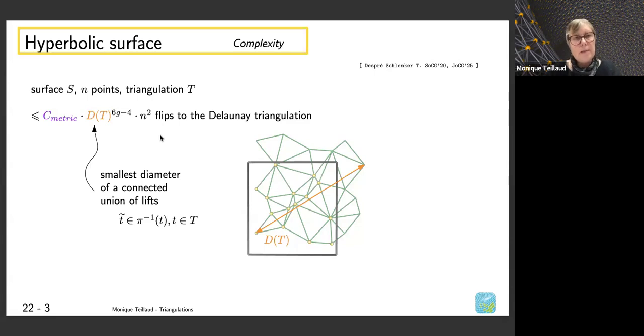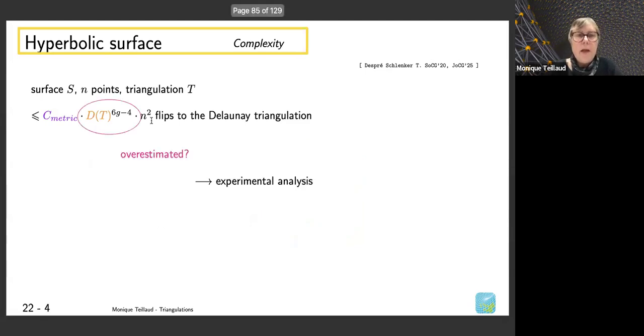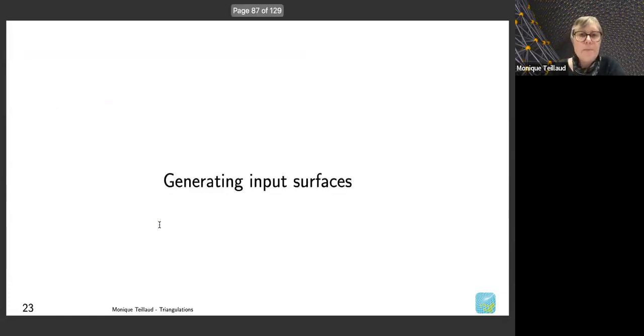So the bound is something that depends on the surface. The constant C depends on S. D of T depends on the quality of the triangulation, and then you have this usual n square. And we believe that this is really overestimated. So we wanted to run some experiments to see what happens in practice. I just mentioned that, in fact, this quantity should be L, the maximum length of the input triangulation. But as we did the experiments with D, I kept the D, but it can be proved to be L, in fact, which is easier to evaluate.